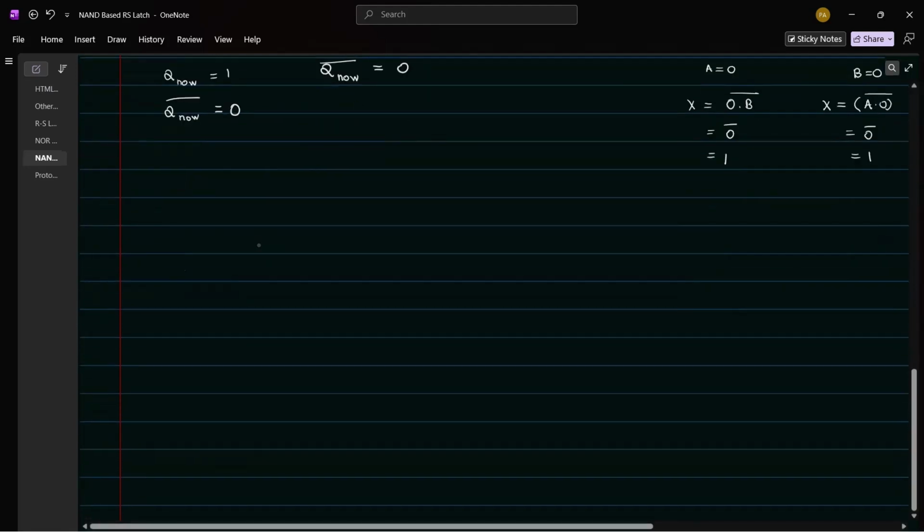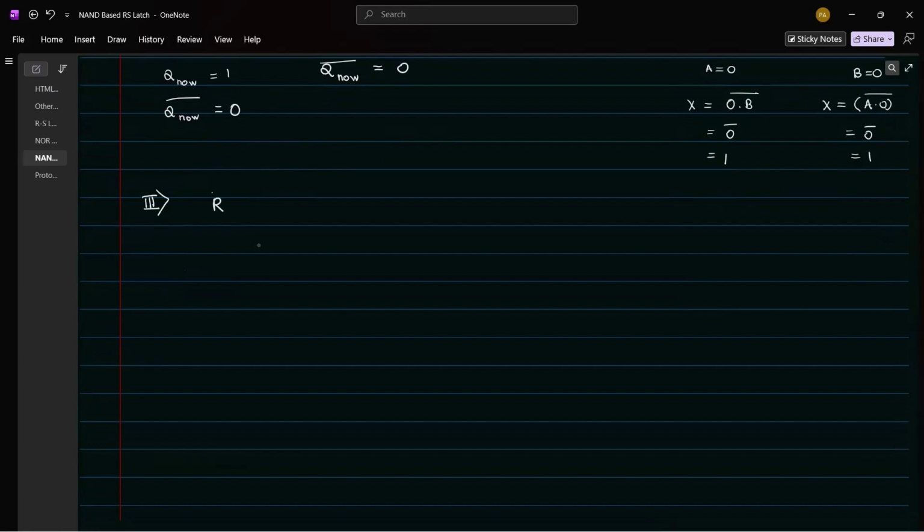Similarly, we can go to the third combination where R bar is equals to 0 and S bar is equals to 1. The expected outcome is Q now is equals to 0. Why? This is reset. Q now is equals to 0 because this is reset. So Q now bar will be 1.